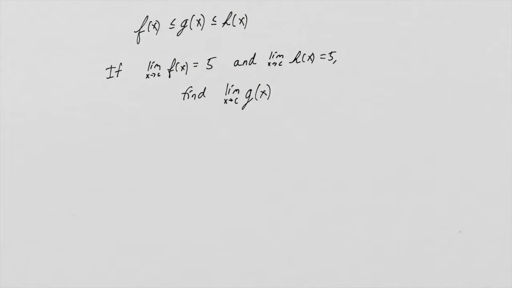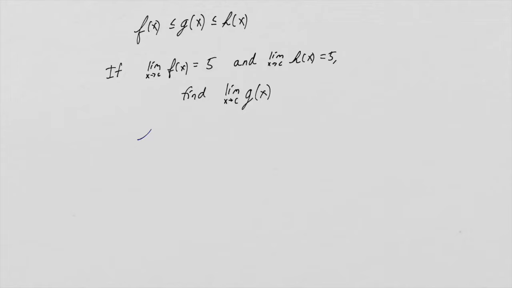So we're going to look at an example really quickly here. We're given that f of x is less than g of x is less than h of x at all values. If the limit as x approaches c of f of x is 5, and the limit as x approaches c of h of x is 5, find the limit as x approaches c of g of x. So this represents our smaller function, and this is our larger function. And we're going to look at g of x, which is between them.